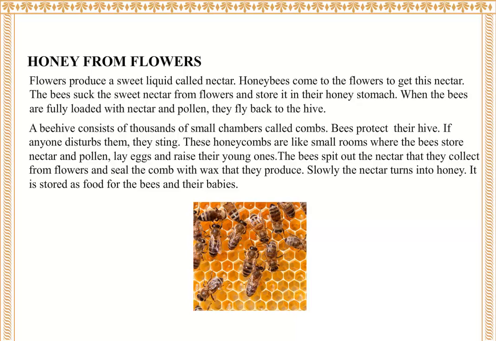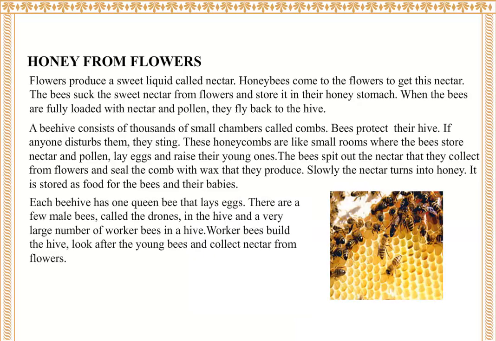A beehive consists of thousands of small chambers called combs. Bees protect their hive. If anyone disturbs them, they sting. These honeycombs are like small rooms where the bees store nectar and pollen, lay eggs, and raise their young ones. The bees spit out the nectar that they collect from flowers and seal the comb with wax that they produce. Slowly, the nectar turns into honey. It is stored as food for the bees and their babies.